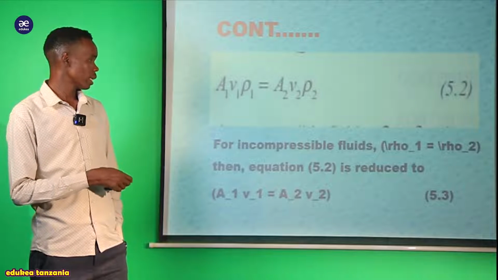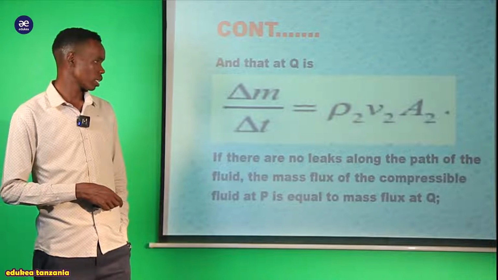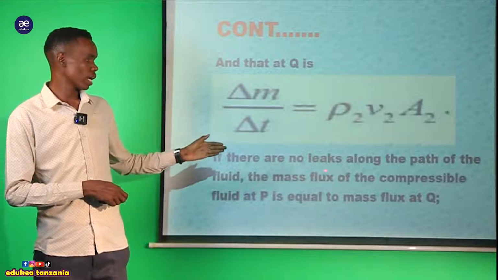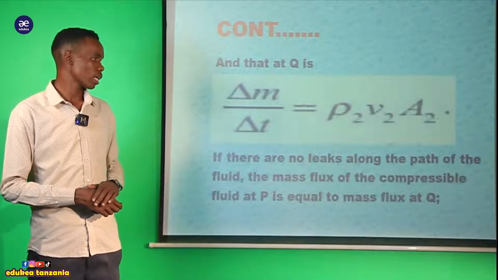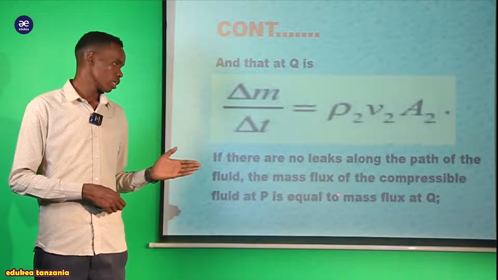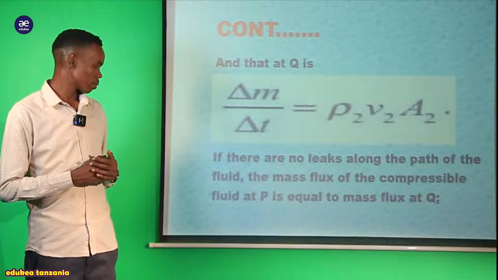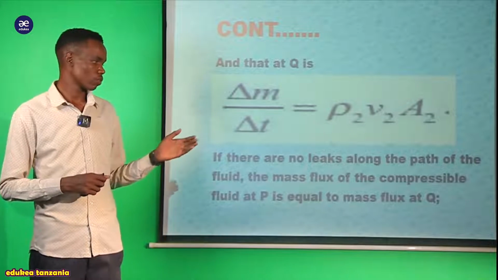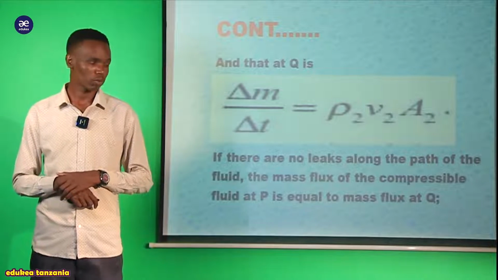So after this, let us label the equation here. We conclude by saying that if there are no leaks along the path of the liquid, the mass flux of the compressible fluid at point P is equal to the mass flux at point Q.